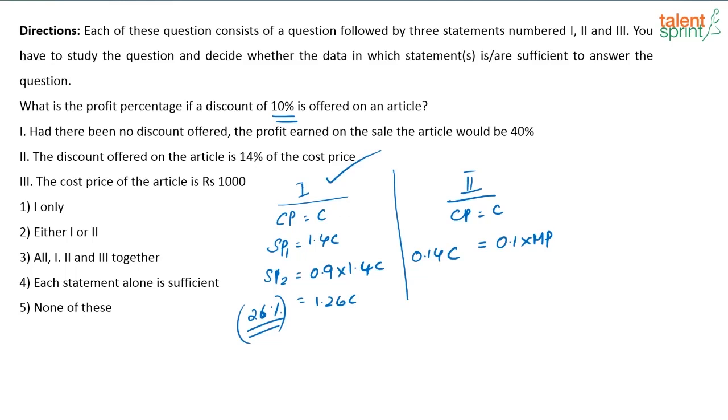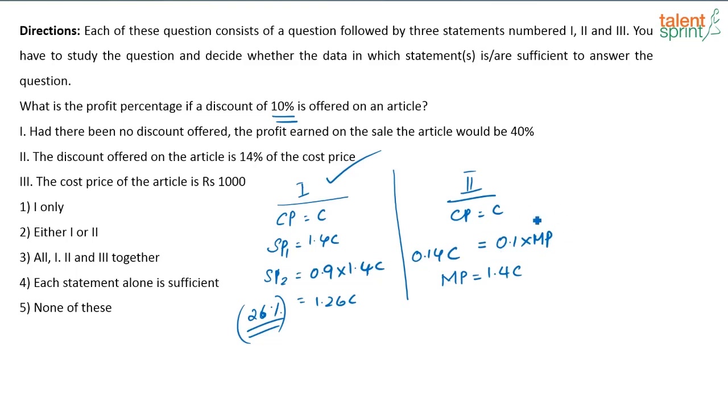This is nothing but 14% of the cost price, or you can say the marked price is equal to 1.4 times the cost price. So again here, this is the price at which, this is the marked price. What is the profit percentage if a discount of 10% is offered on an article, correct? So the discount offered on the article is 14% of the cost price. Yes. Now if you equate this, you will know again what is the profit.